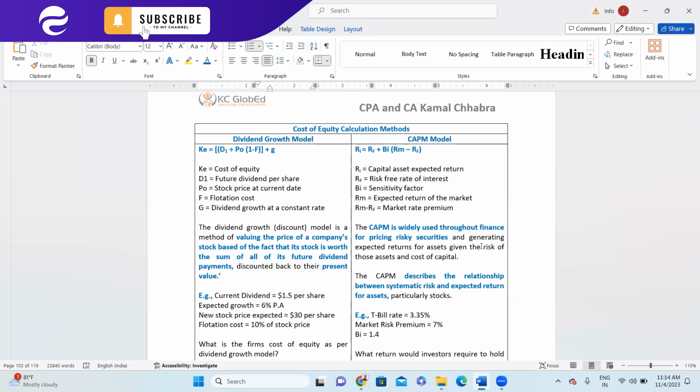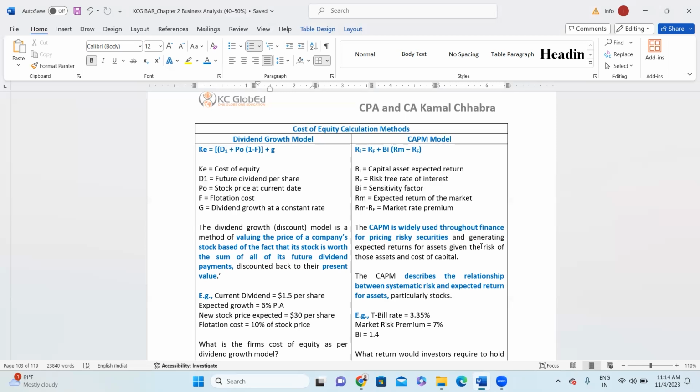So there are two methods to calculate the cost of equity. The first one is the dividend growth model. As the name suggests, as the dividend is growing year over year, whatever future dividend you are expecting, the present value of the dividend would be considered as the value of equity. So cost of equity is the present value of the future cash inflow you are expecting to receive in the form of dividend, right?